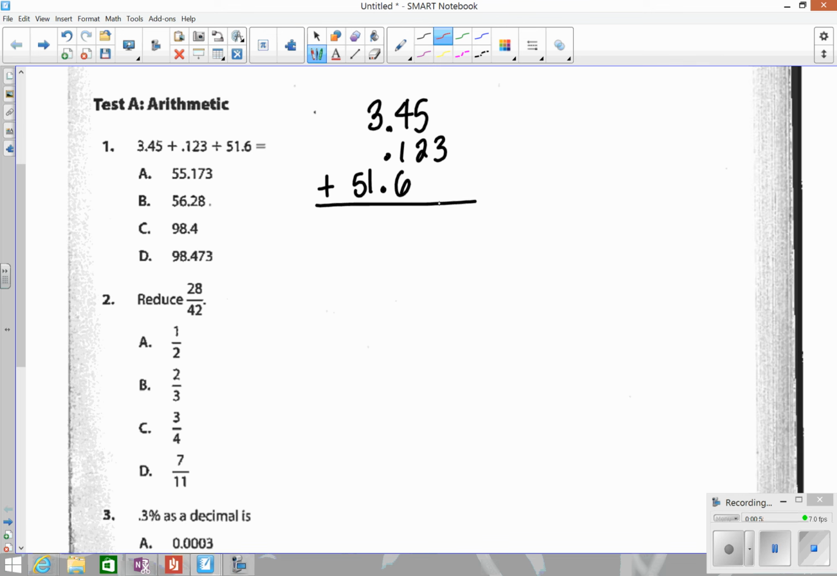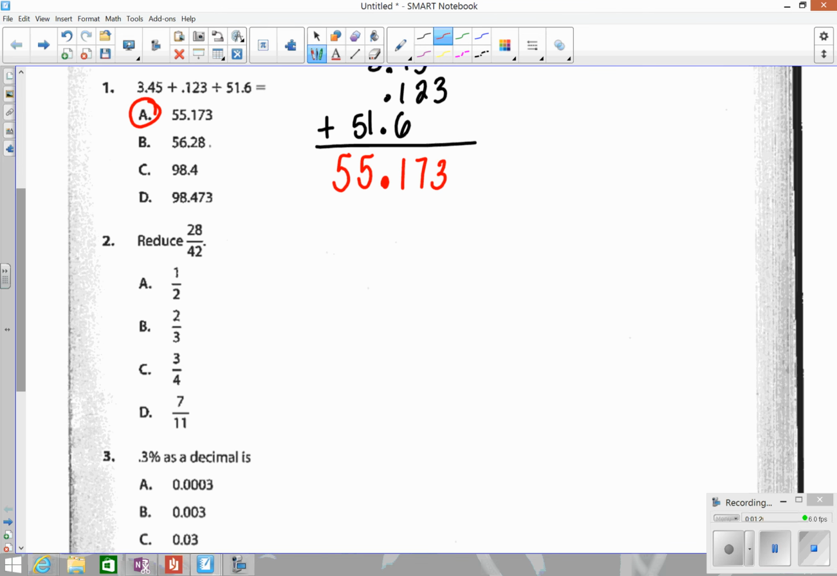So I go down, I have 3 here. Then in this position, I have 7, 5 plus 2. And then in this one, I have 4 plus 1 plus 6. So 4 and 6 gives me 10, plus 1 gives me 11. Carry the 1. I'm going to carry down the decimal place. And then I have 3 plus 1 plus 1, so I get 5. And then I have 5 in the other section. So my answer for this one is 55.173.